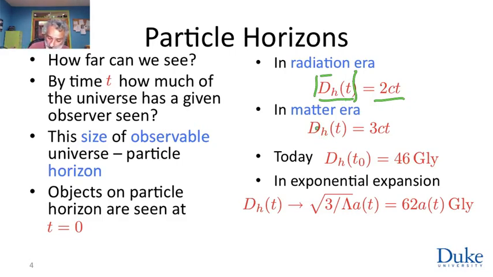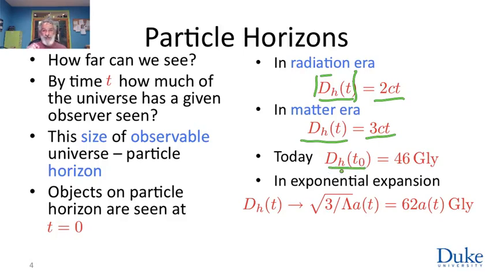In the matter era, solving the same equations, you find that the objects you see, again, ignoring the little bit of expansion during the small radiation era, in a matter dust-dominated universe, the distance that you can see all the way back to the Big Bang at time t increases with time as 3ct. You plug in that complicated function that describes the transition region between dust-dominated and dark energy-dominated, and figure out how far we can see today.